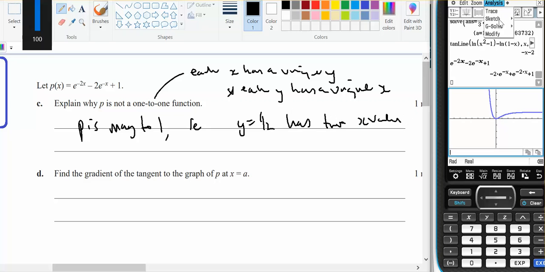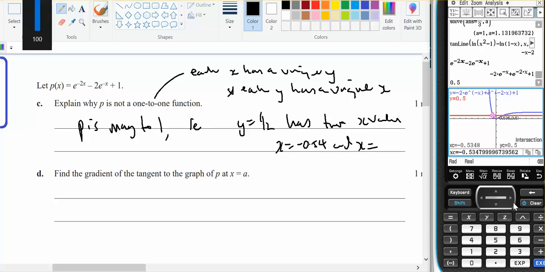So if I go analysis, I want a half, don't I? So 0.5. Analysis, G-solve, intersection, x equals -0.54, and x equals 1.28. So I know it's only 1 mark, but I'll give them the reasons.